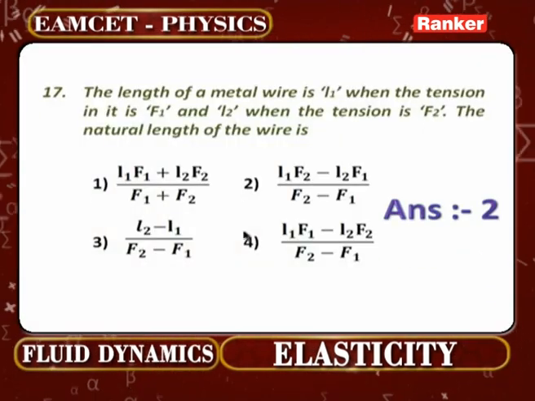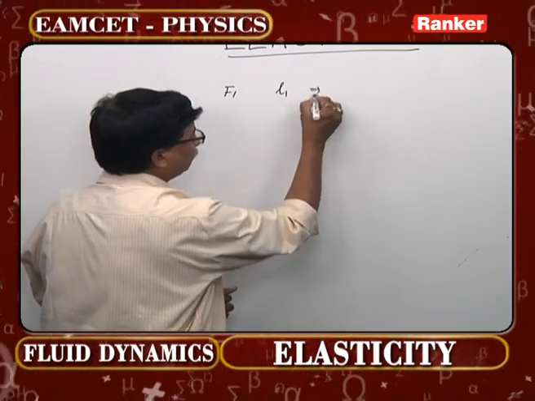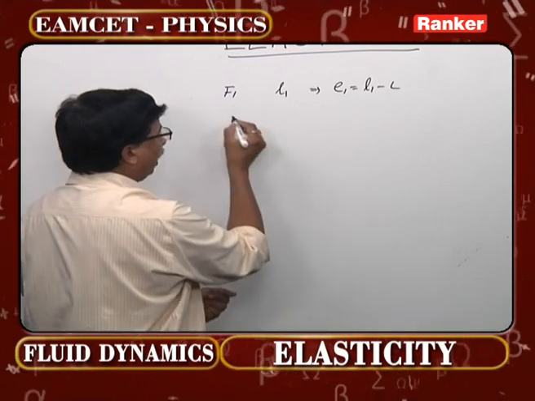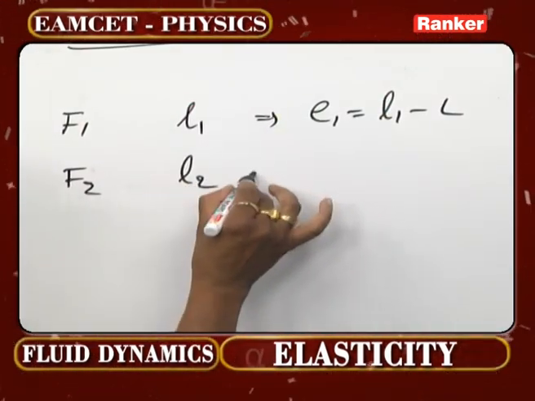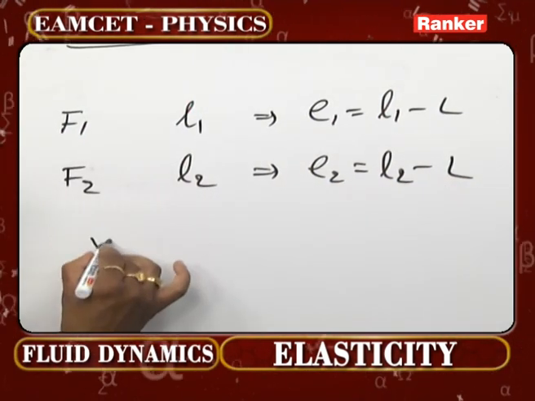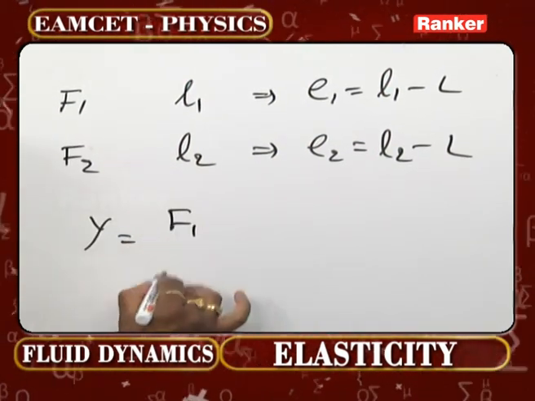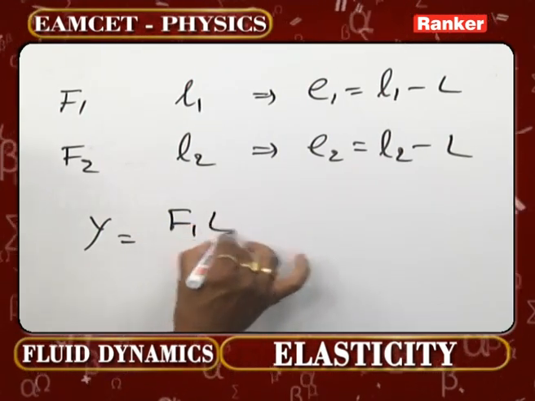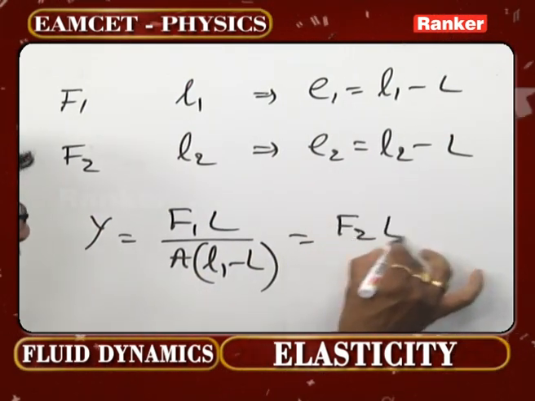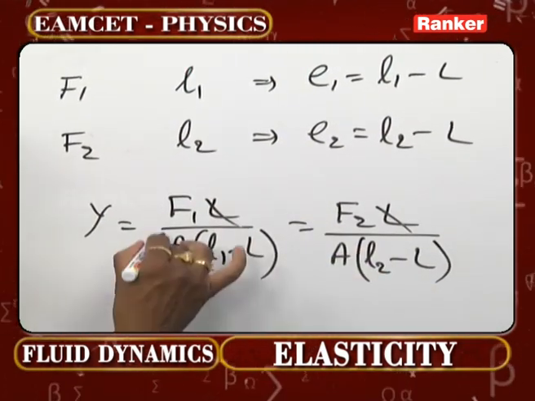But let me give you how. F1 is the applied force and L1 is the length. That means, as I have already told you, elongation is equal to L1 minus L. Likewise, F2 is the force and L2 is the length. Then elongation can be written as L2 minus L. Now I have told you Young's modulus is supposed to be constant there. Then you can write F1 L by A into L1 minus L is equal to F2 L by A into L2 minus L. Now you can cut this L over here, A over here.